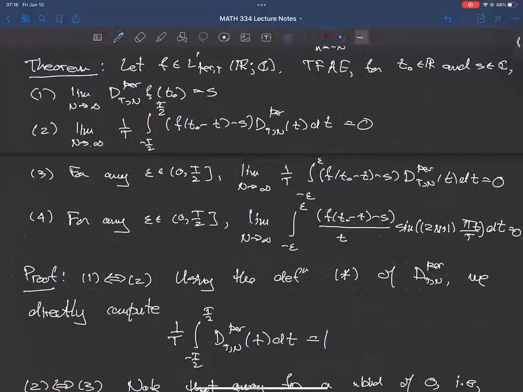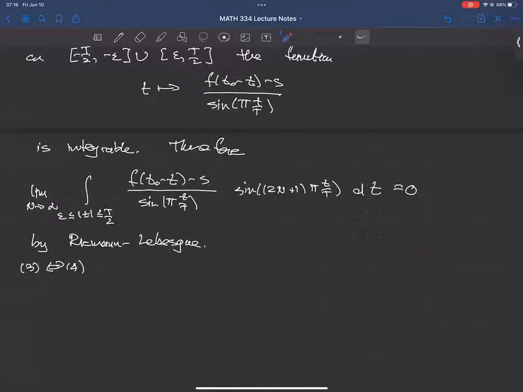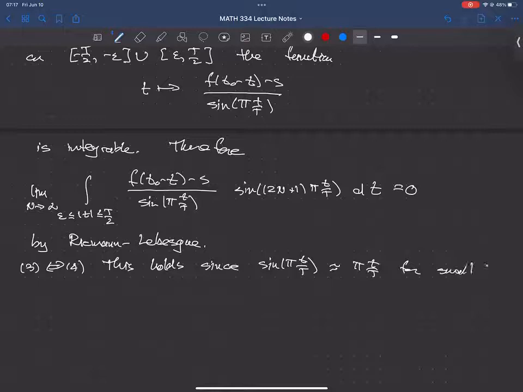So it's not that difficult to make this precise. You just have to compare carefully the difference between this and the term with the denominator from the Dirichlet kernel in there, and then show that the integral of that difference times this goes to 0. Again, there's a Riemann-Lebesgue argument in there, but the point is that this holds since sine t is approximately t for small t. That's the moral of it anyway.